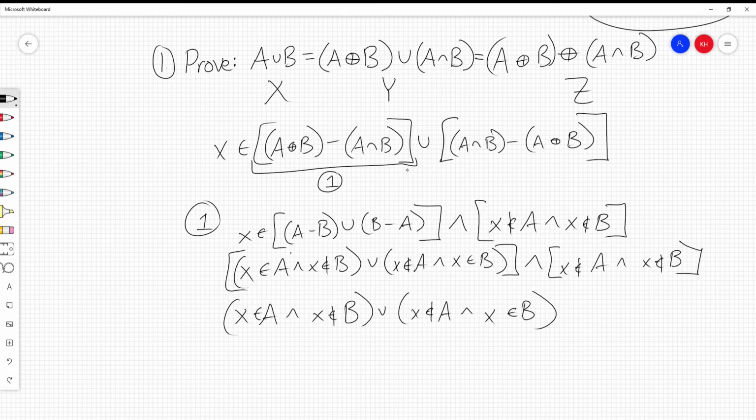We've completely gotten rid of this because there are no shared elements. There is no portion of this that relies on both x being not in A and not in B. X is either in A or it's in B. It's not both. And I don't even know if I should put an and statement there. I think it might just be a minus, but I digress.